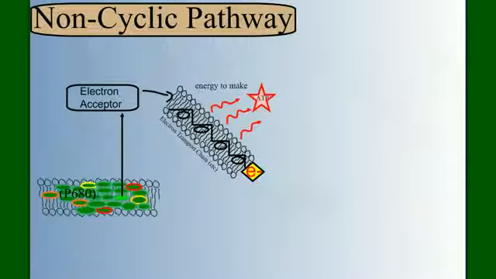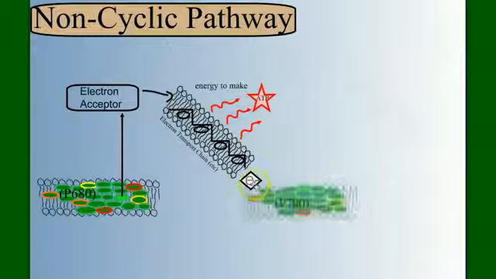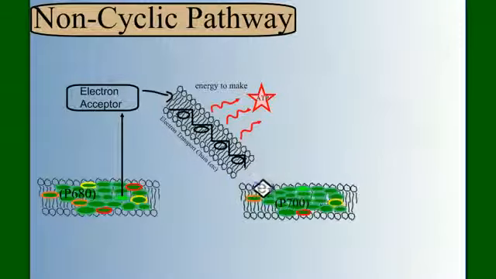When the electron gets to the end of the electron transport chain, it's no longer a high energy electron, and instead of returning to P680 like we might in a cyclic pathway, the electron drops into photosystem 1, or P700. Here it can get hit by light a second time and boosted to a higher energy level again.